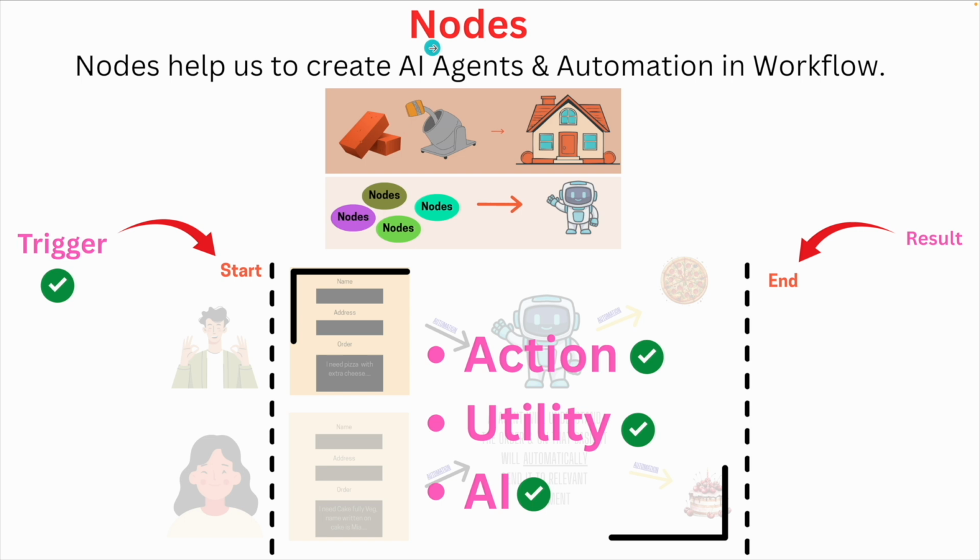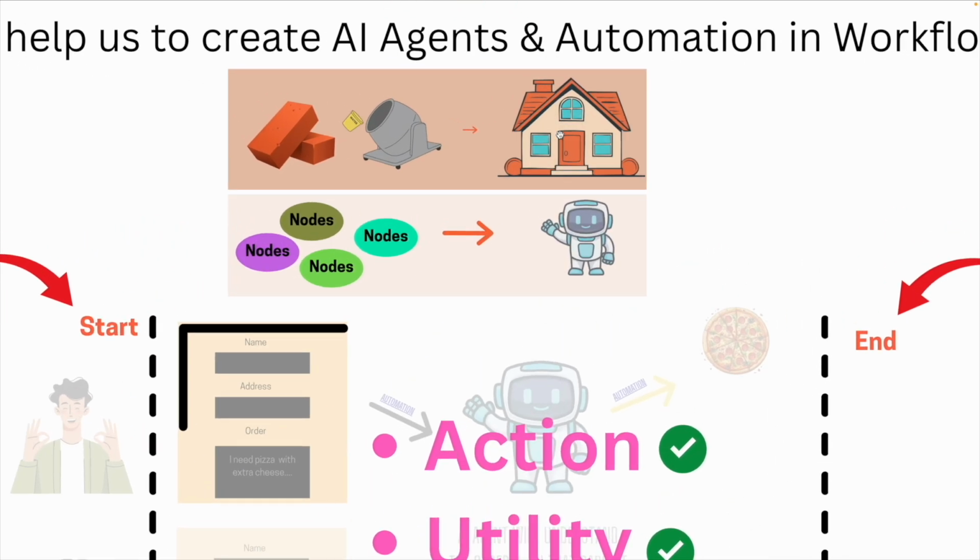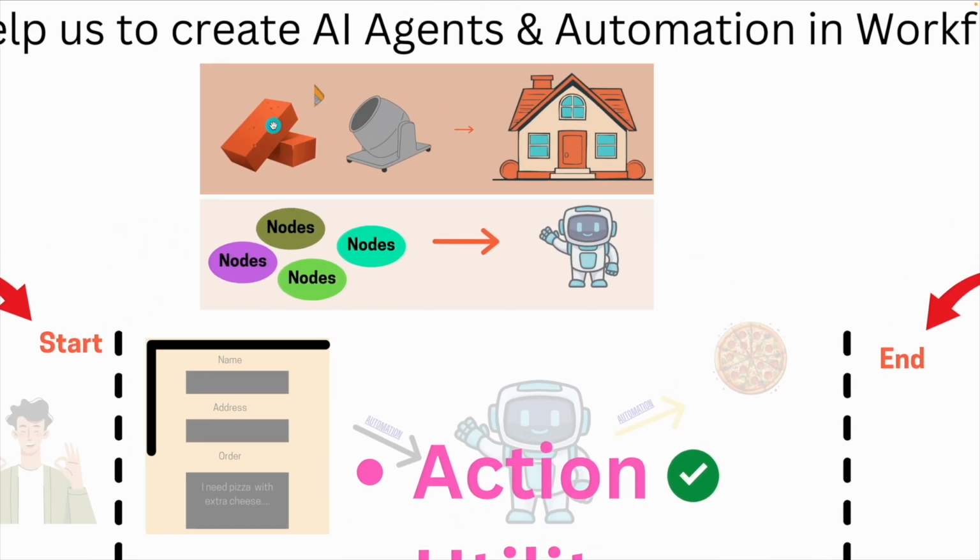Now, in a nutshell, what I mean to say is that nodes basically help you create your AI agents and automation in a workflow. Without nodes you cannot create a single step. It's like a house. You require plenty of things like bricks, cement, labor, even water to mix with the cement. Plenty of elements are required, and using all of them we can build a house. Similarly, to build any AI agent and automation, you require lots of nodes.